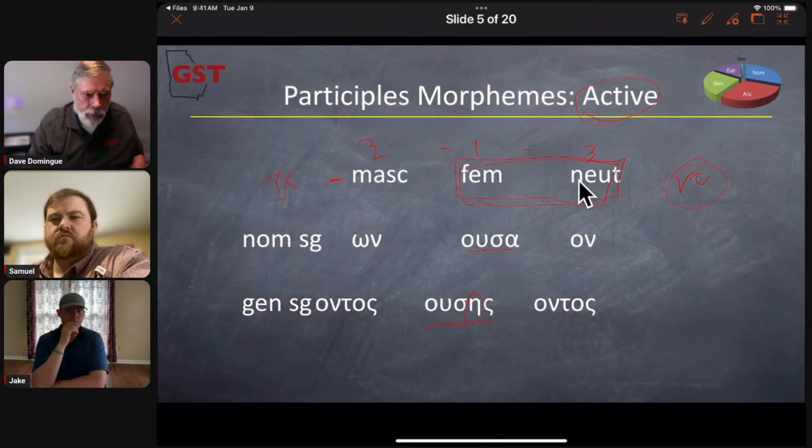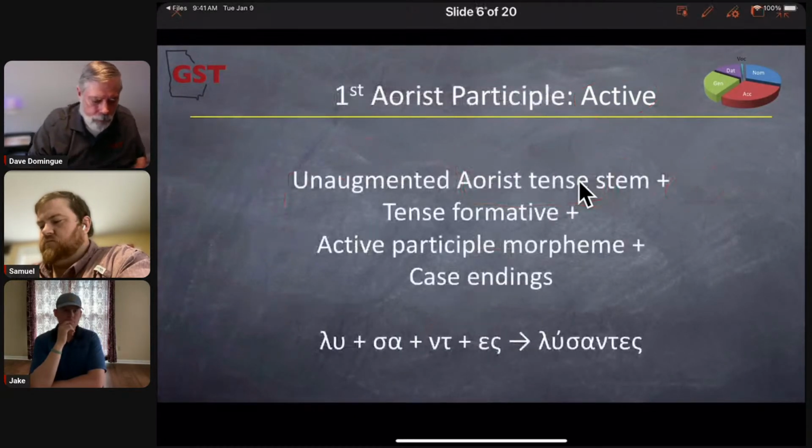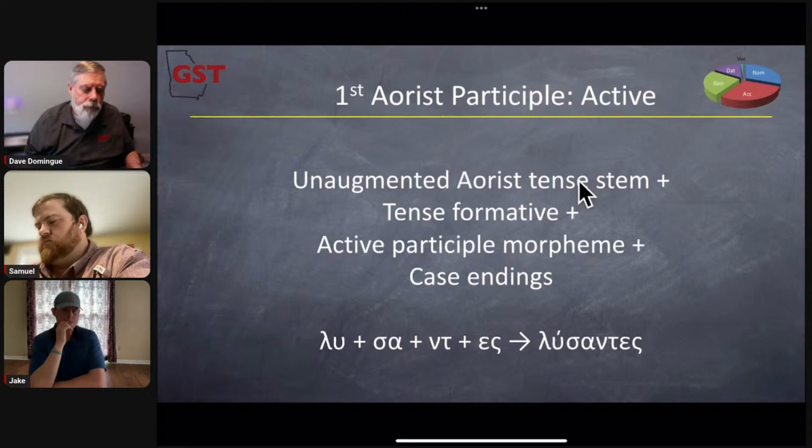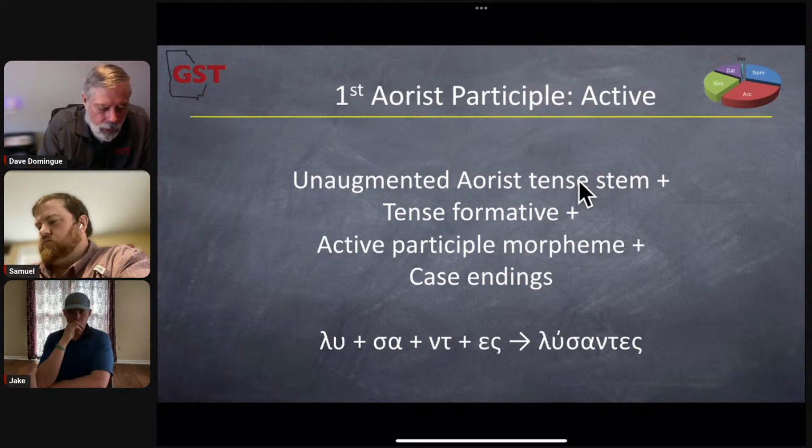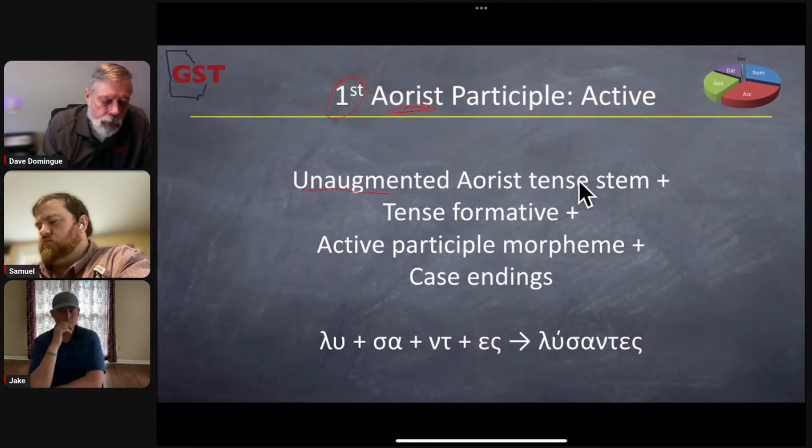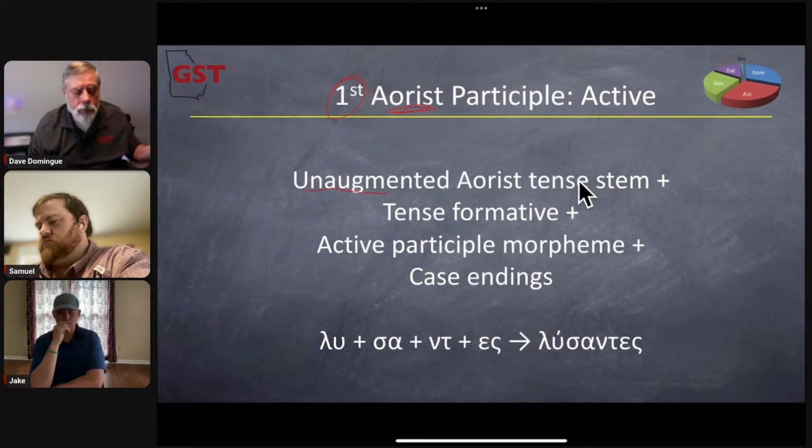Great. Jake, no questions. Okay. All right, so now let's put it together. We have an unaugmented, we're going to talk about the aorist, and we're going to do the first aorist and then the second aorist. You remember, just like we've had before, an aorist is an aorist is an aorist. But just like we have the word swim, swam, swum, there are some words in English that change their spelling, their form, and the same thing in Greek. In Greek, we have a first aorist and a second aorist that does the same thing.